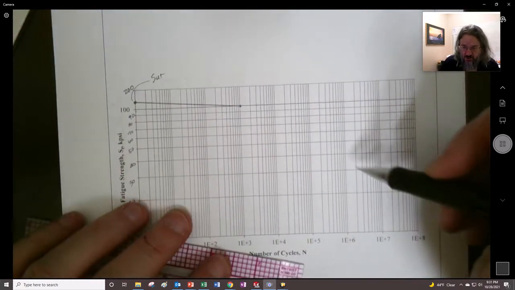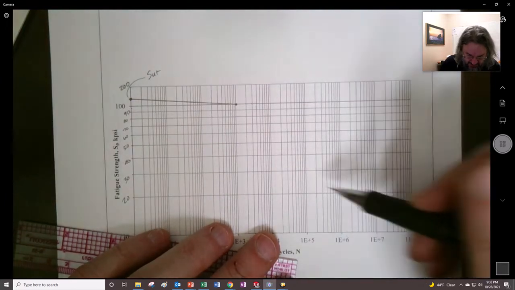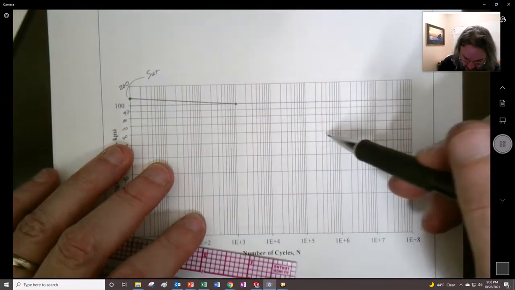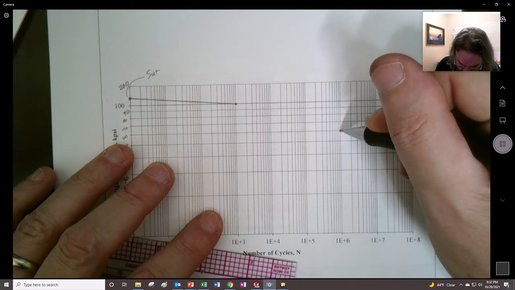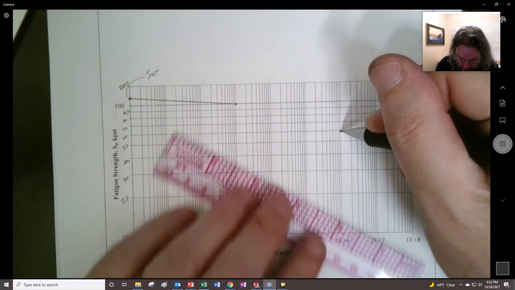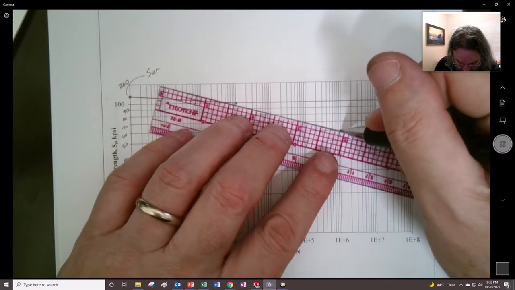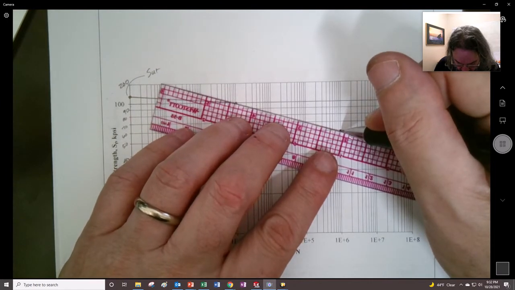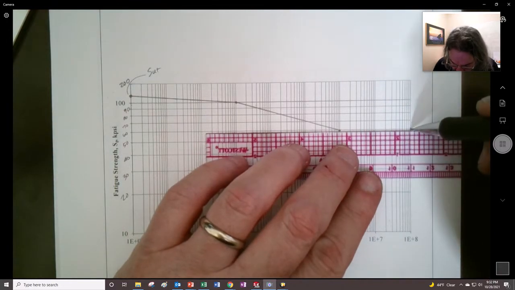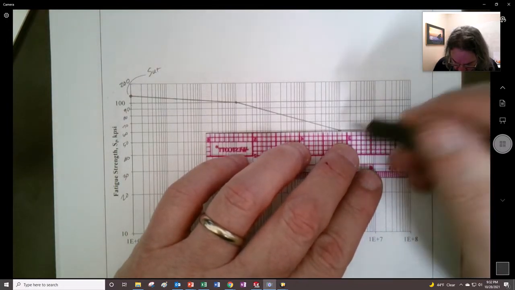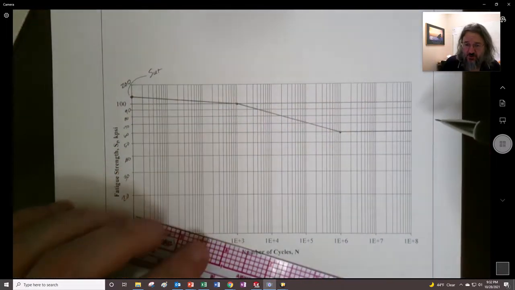And then we also have a 60 right here. So this doesn't really use our graphic all that effectively, and my pencil width really plays a part in this. And then we're going to predict we have eternal, infinite life above that.